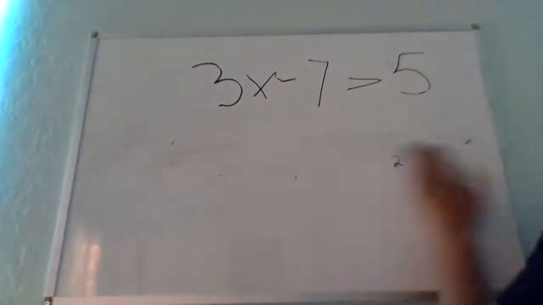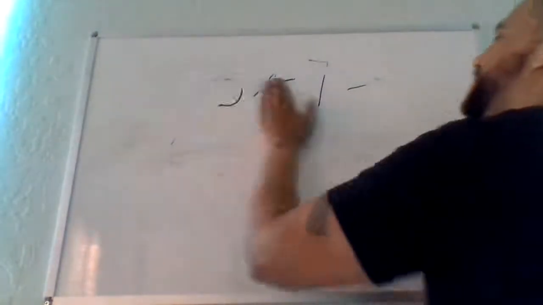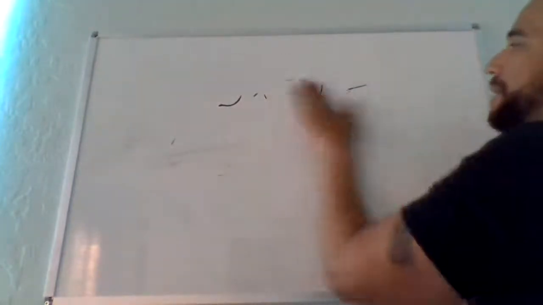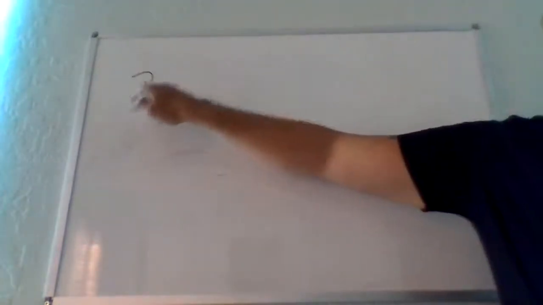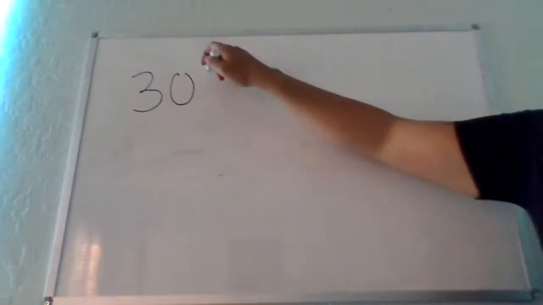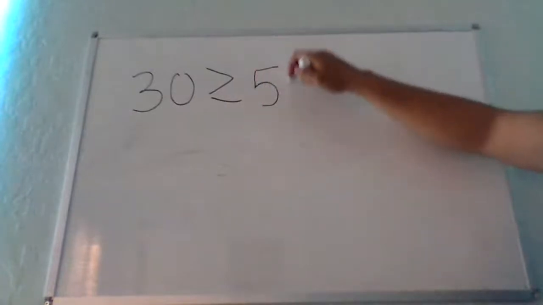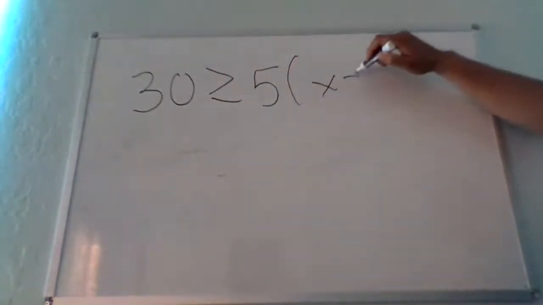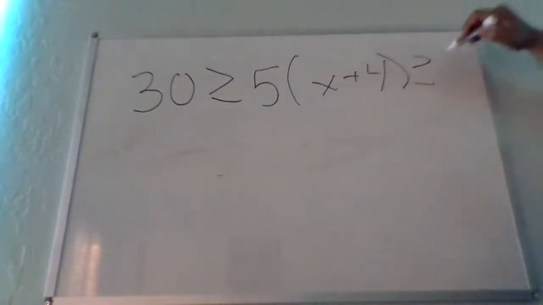Okay. So this one's going to be a little long, but this is pretty much the hardest thing they're going to give you with graphing inequalities. We're doing more than what the problem is asking us to do because we're going to graph these. So we're going to do 30 is greater than or equal to 5 times x plus 4. All of that is greater than or equal to 10.